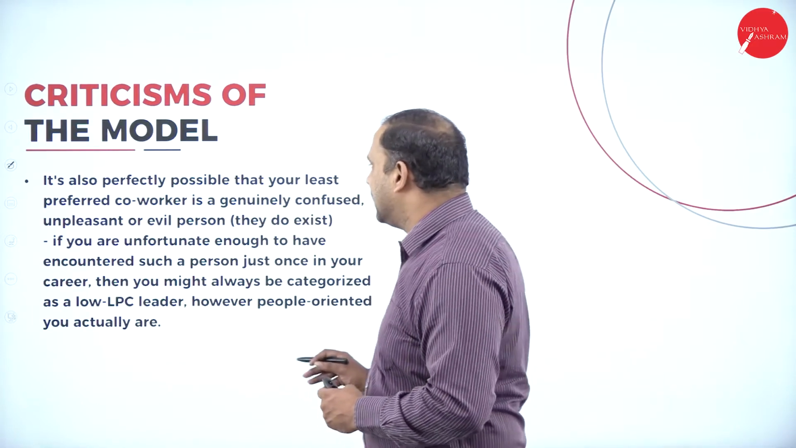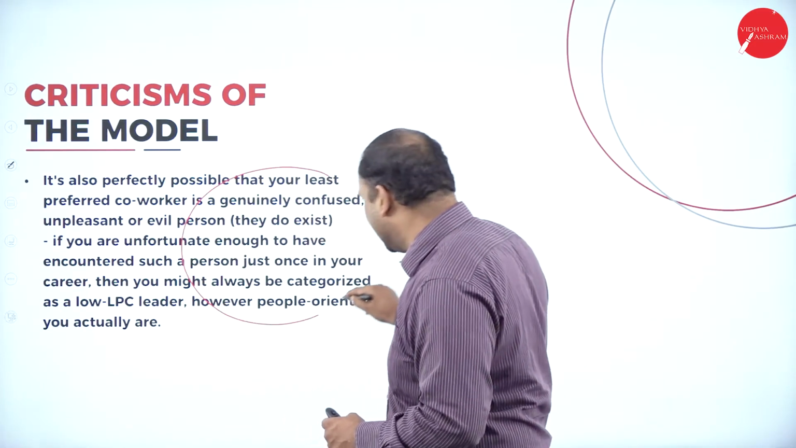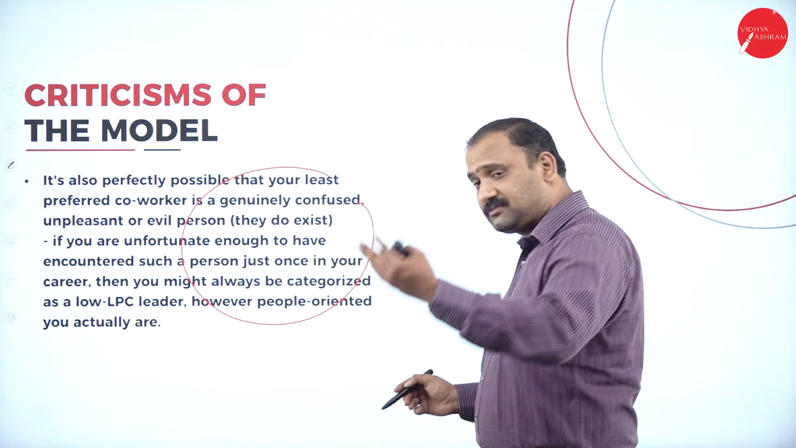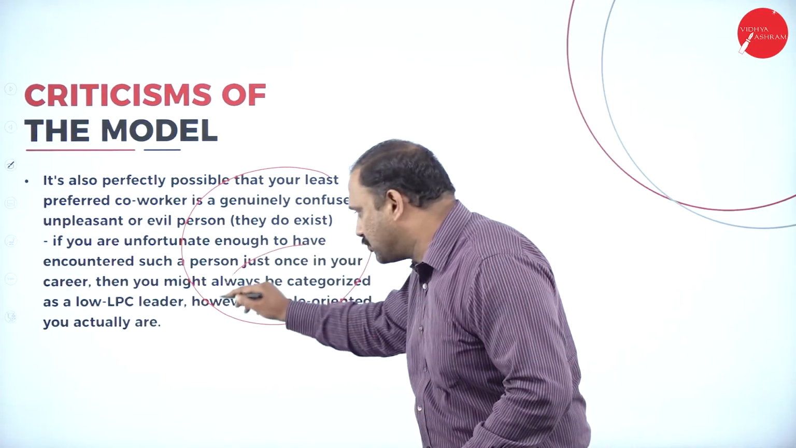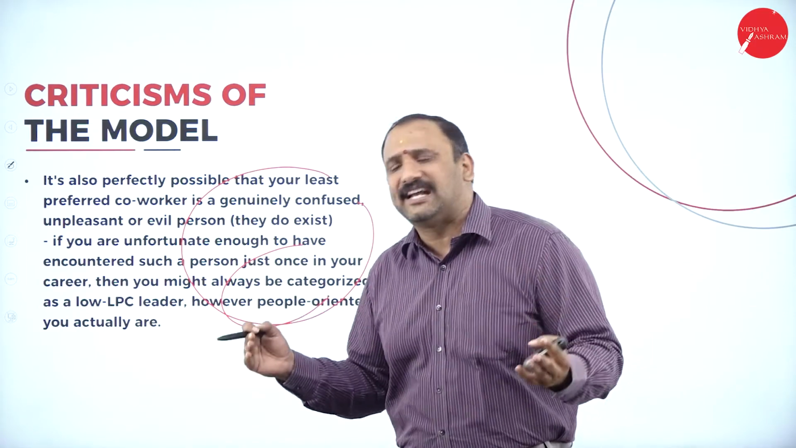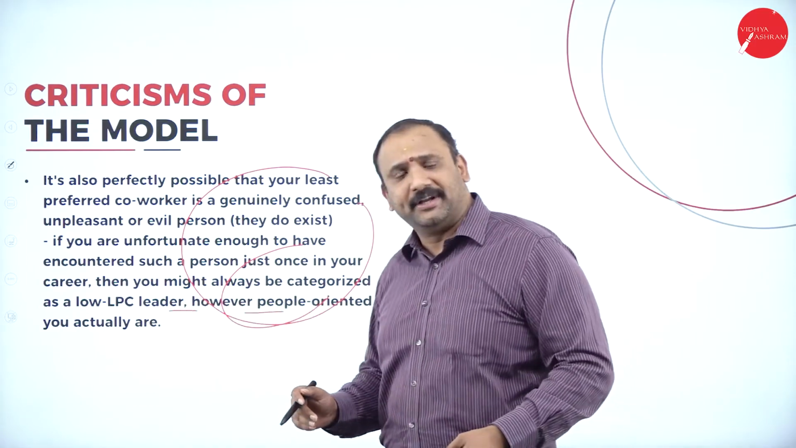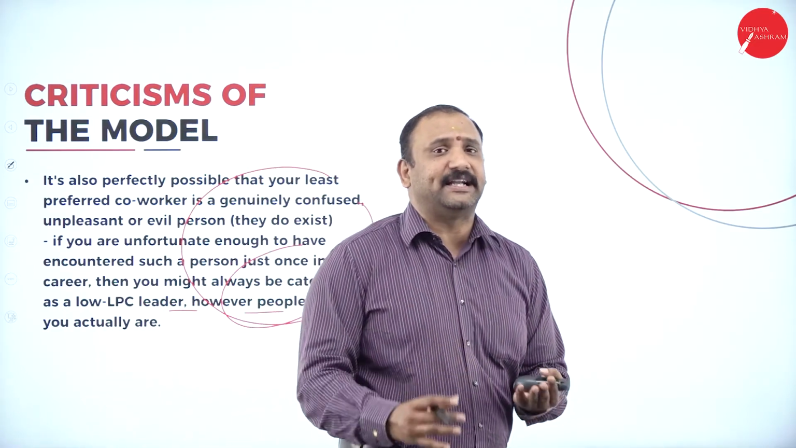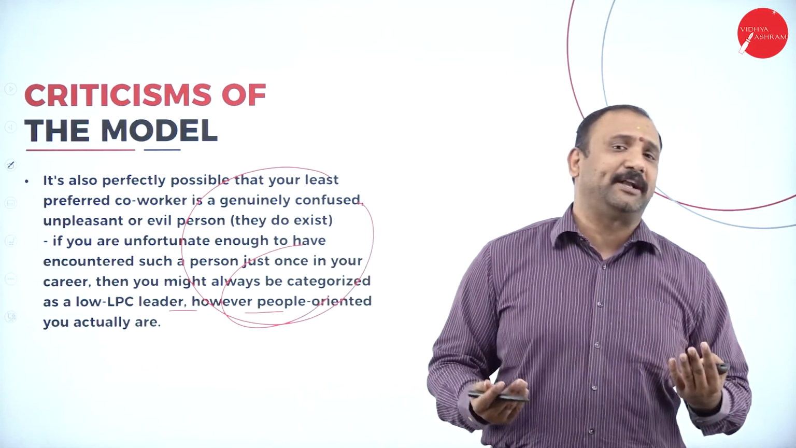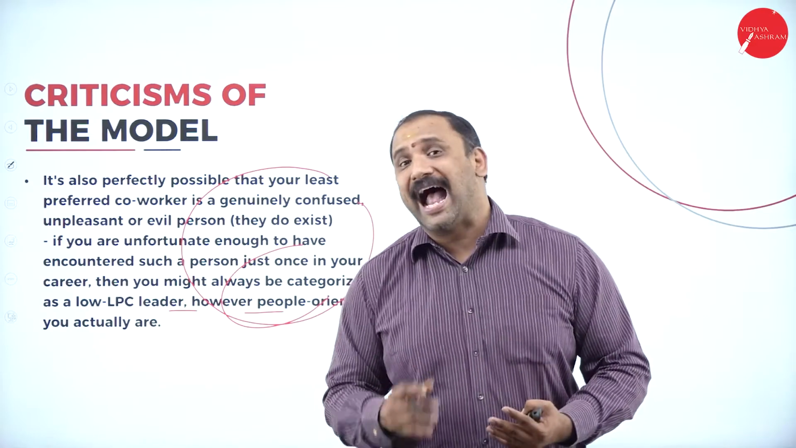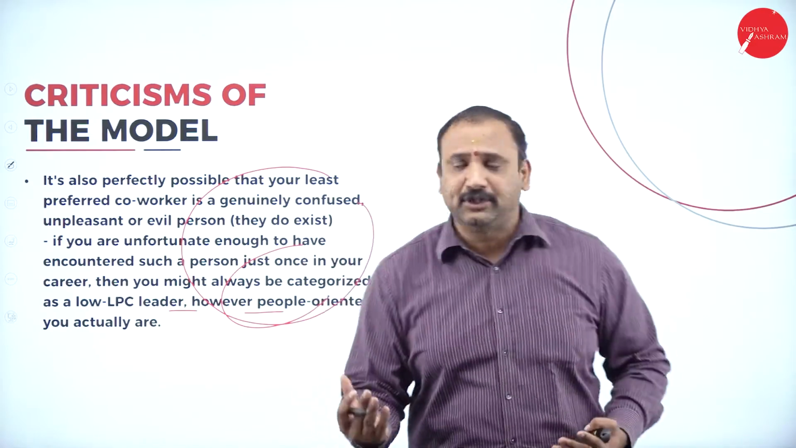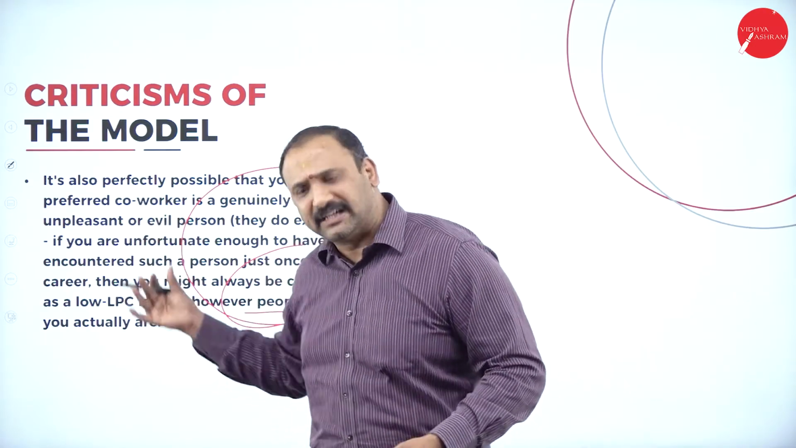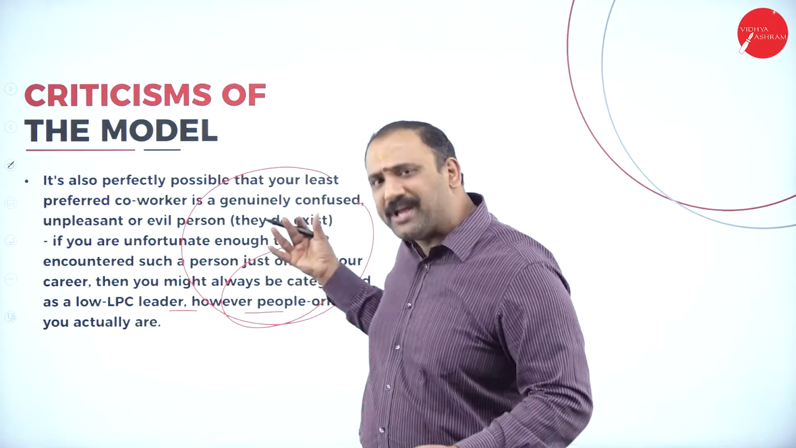Now, it is also perfectly possible that your least preferred co-worker is genuinely confused, unpleasant, or an evil person, and if you are unfortunate enough, you might have encountered such a person just once in a career, but you might always be categorized as a low LPC leader, however people-oriented you are. So there are many unfortunate situations where the ratings might go against you, not in your favor. At that time, what to do? What should be taken into account? We do not know. Why? Because categorically speaking, this might not be the correct one. You might have encountered a lot of problems, a lot of situations altogether.